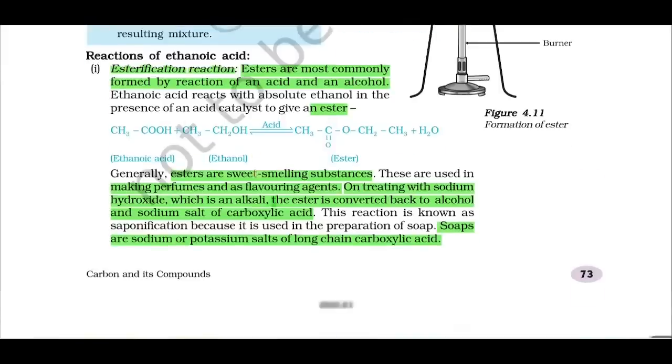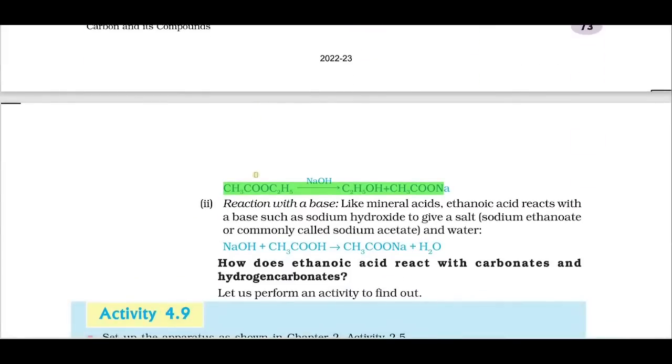Then the reaction of this ethanoic acid with a base results in what? Ethanoic acid is an acid. Sodium hydroxide is a base. The reaction of an acid and a base results in the formation of what? What is the salt here?